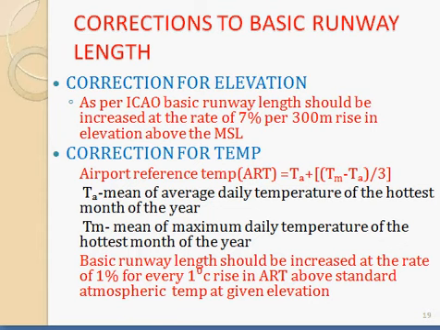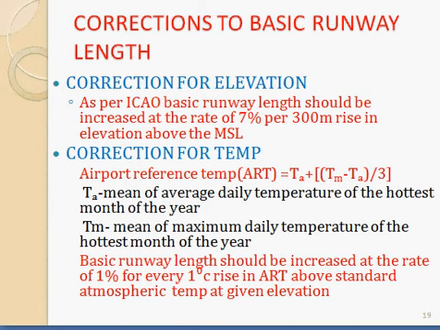Then temperature correction: after doing the elevation correction, you find the corrected length of the runway, and for that corrected length, you do the correction for temperature. It will be clear while you are doing the problem. The basic runway length should be increased at the rate of 1% for every 1 degree Celsius rise in airport reference temperature above the standard atmospheric temperature at the given elevation. So for every 1 degree Celsius rise in airport reference temperature above the standard temperature, you apply 1% correction.